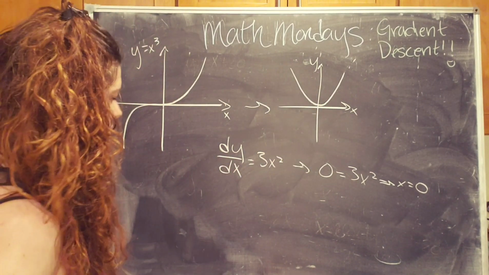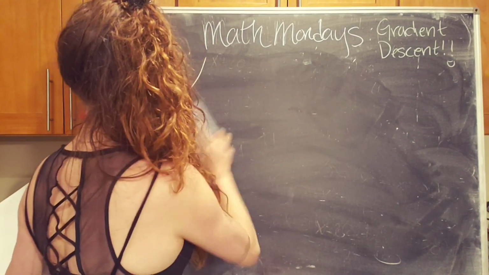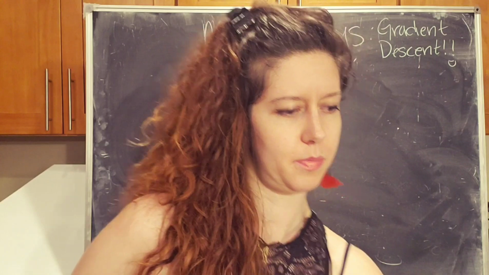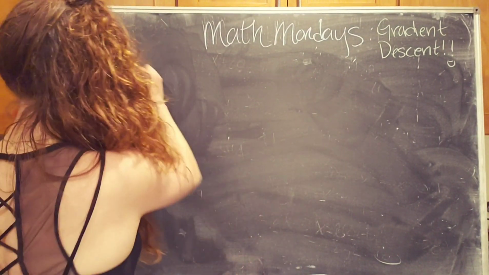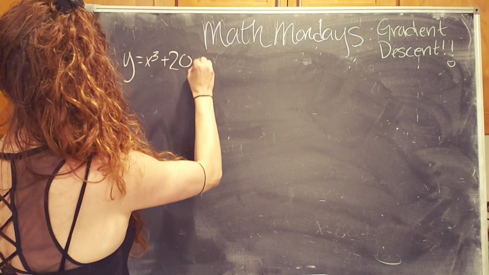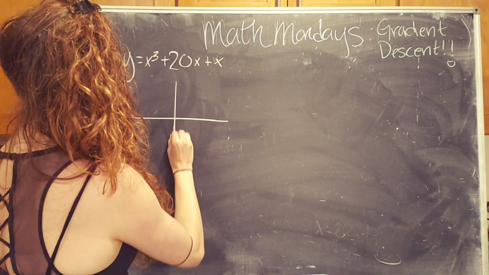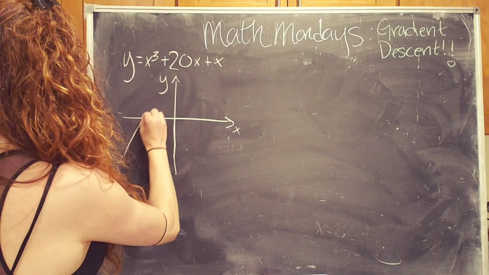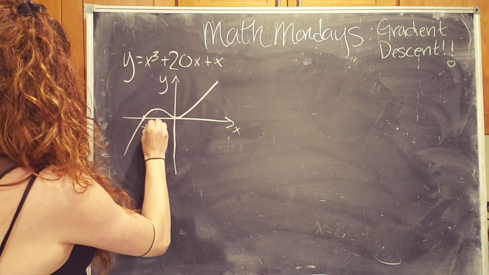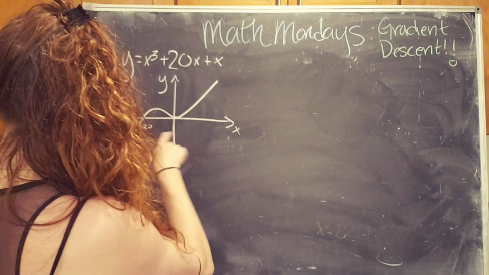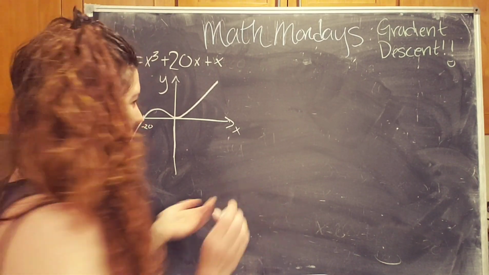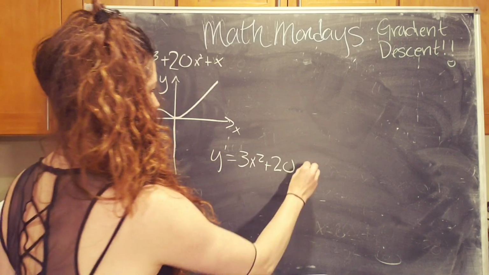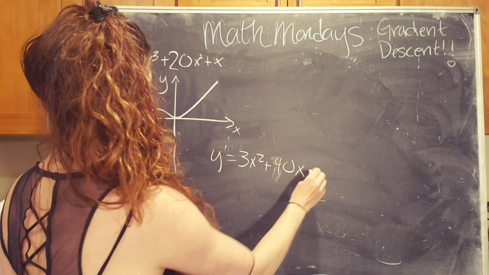Pretty cool. Okay, so let's do a more interesting example, and then I will release you with a little bit of a challenge. So this equation is going to be y equals x cubed plus 20x squared plus x, and it has a picture like this. Y is on the vertical, x is on the horizontal, and this is negative 20. Now we take the derivative, because we want to find the local minima and or maxima. We get y prime equals 3x squared plus 20x times 2, which is 40x, plus 1.